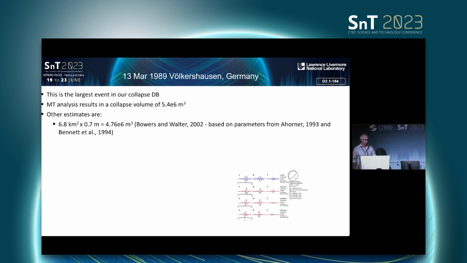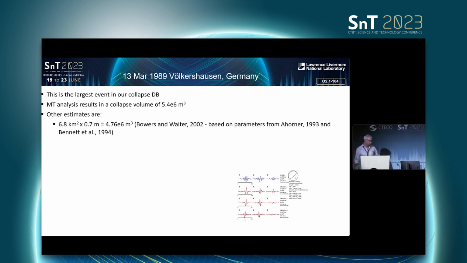So this is the largest event in our collapse database. It has a collapse volume of 4E6 cubic meters. But other estimates from Dave Bowers and Bill Walter, based on other people's parameters, put it in the same ballpark. And you can see the moment tensor fit there.